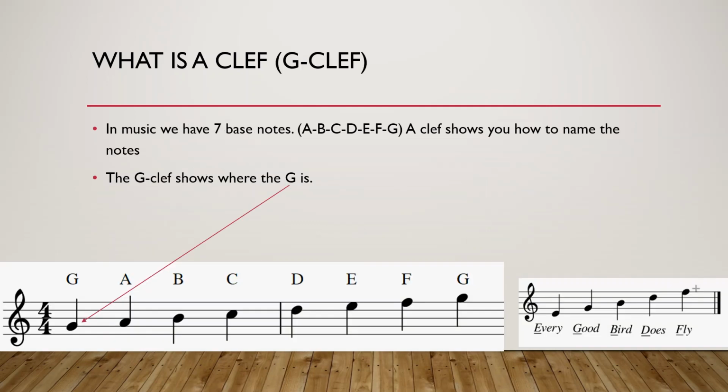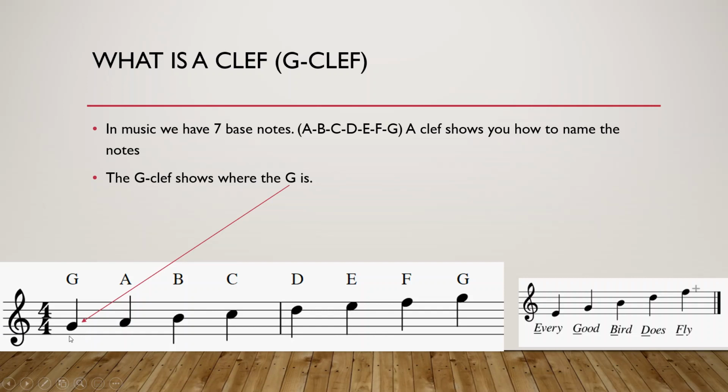So first, G clef. In music, we have the notes A, B, C, D, E, F, and G. And after G comes A again. And a clef shows you how to name the notes. If we have G clef, which is this symbol at the beginning of the piece, this says that a note on the second line from the bottom is a G, no matter how the note looks.